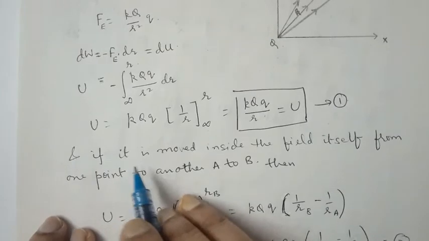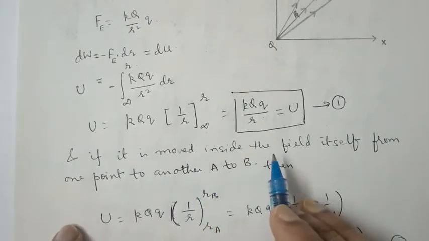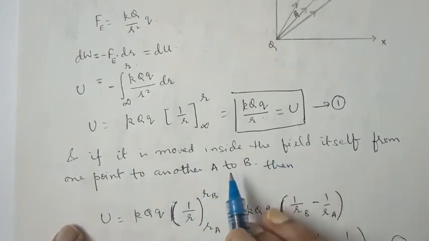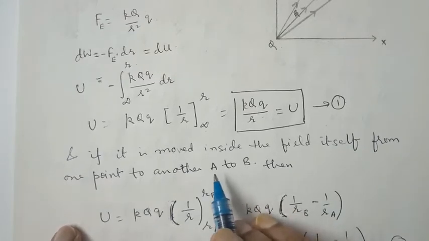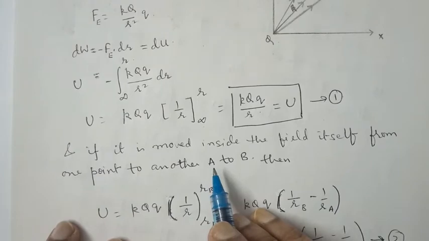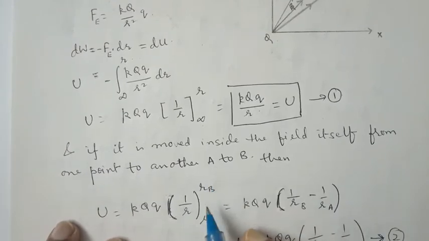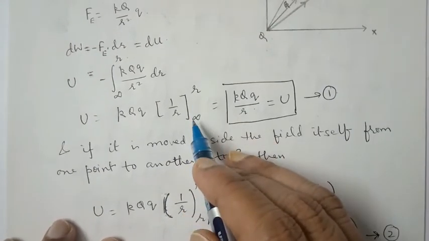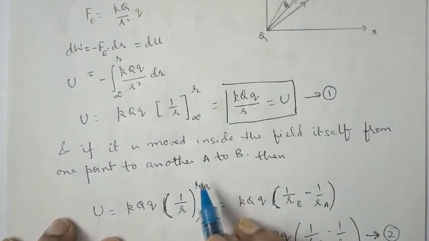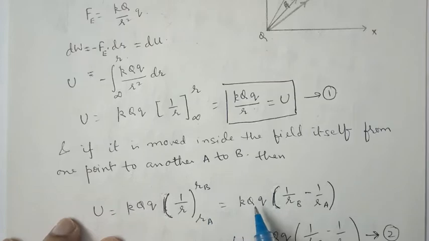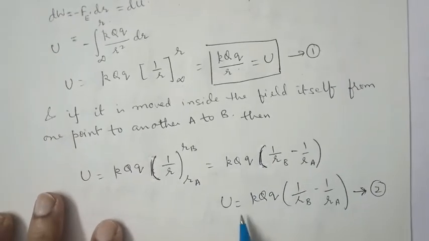But in place of moving from infinity to that point inside the field, if within the field itself it moves from A to B, then I will call the position vector for A as rA and for B as rB. Now the same quantity, in place of infinity to r, is now rA to rB. Only the limits are changing. So my expression comes out to be like this. Potential energy is kQq times 1 upon rB minus 1 upon rA.